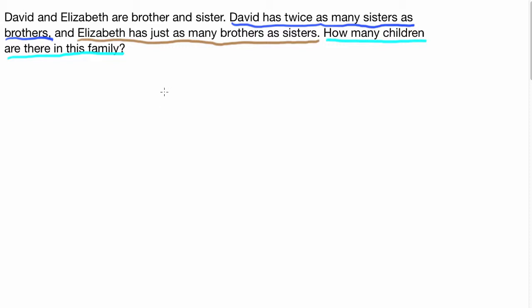Okay. So our first sentence. What does our first sentence say? Okay, our first sentence says that David, the number of sisters is twice as many as brothers. So what this is saying is number of sisters equals twice the number of brothers.